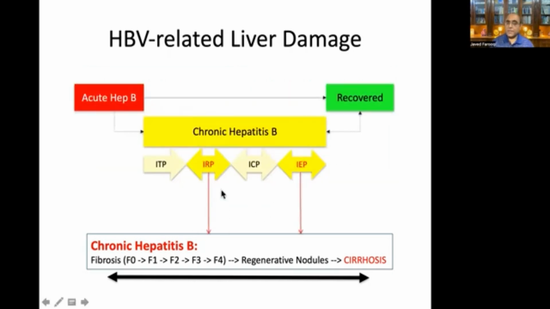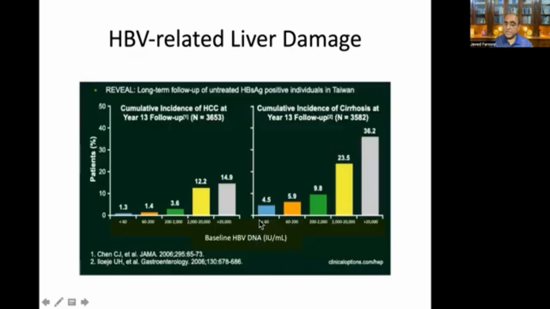So in the immune reactive phase and immune escape phase, treatment is warranted because these are associated with damage. The longer the duration of the immune reactive phase or immune escape phase, the higher the risk of liver cirrhosis and HCC. And remember that in the immune escape phase, the liver is already damaged from the immune reactive phase. So these are the two phases where treatment is warranted. And we all know that the higher the level of baseline viral DNA, the higher the risk of HCC as well as cirrhosis.